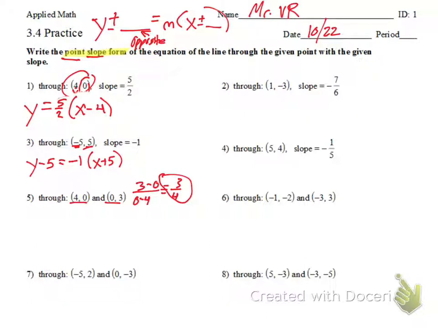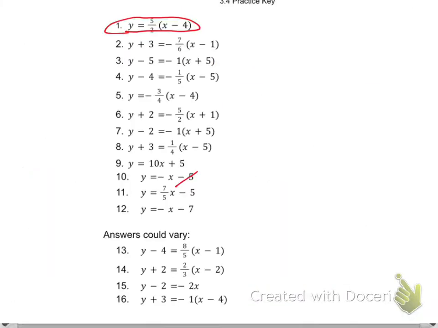Then we can just pick either one of these points. I'm just going to go with this first one right here. I'm going to do y plus or minus, and the y is 0, so I'm just going to leave it. So it should be y equals, slope stays the same, and then it's going to be x, and then whatever the opposite of that is. So it's going to be x minus 4. Okay, let's go see if I'm right. So we did 1, we did 3. So, yep, negative 3/4, parentheses, x minus 4.